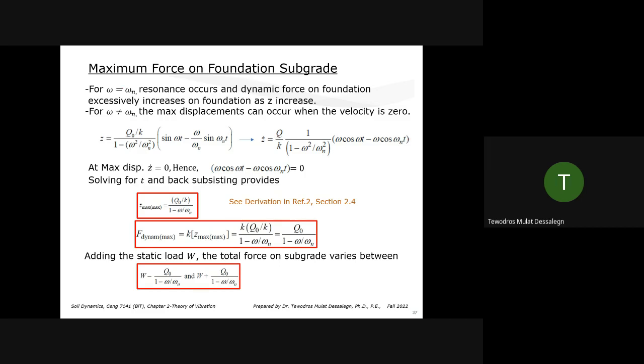So let's see what the maximum force on the foundation subgrade is for the same model. For w equals wn, when the forcing frequency coincides with the natural frequency of the spring mass system, resonance occurs. And the dynamic force on the foundation excessively increases as z increases. So this is a situation in our design we try to avoid.